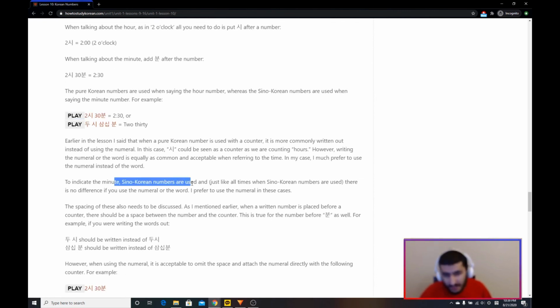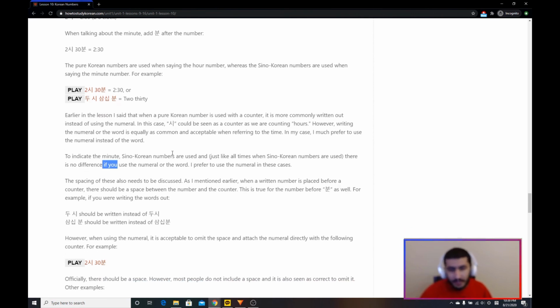To indicate the minutes, Sino-Korean numbers are used, just like all the times where Sino-Korean numbers are used. There's no difference in writing it out or putting the number. He prefers to use the numbers.